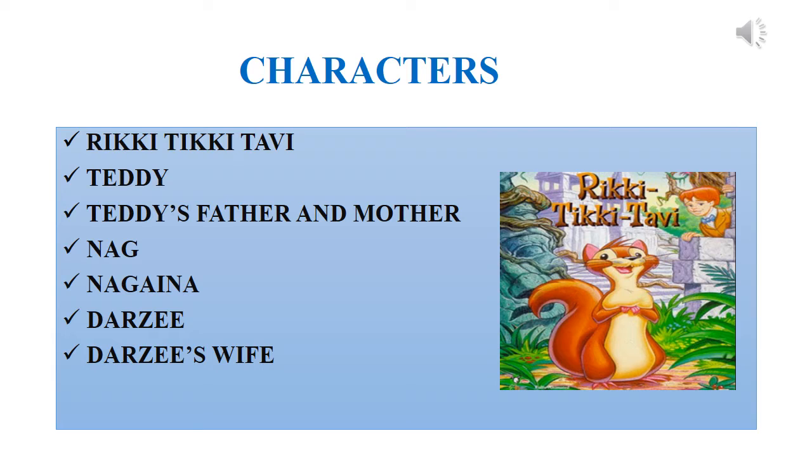Now we can pay attention to the characters that we find when we are going through the story: Rikki-Tikki-Tavi, Teddy, Teddy's father and mother, Nag, Nagaina, Darzee, Darzee's wife. Here we can categorize Rikki-Tikki-Tavi as the protagonist, and Nag and Nagaina are the antagonists of the story. And also Teddy, Teddy's father and mother, Darzee, and Darzee's wife can be categorized as minor characters of the story.